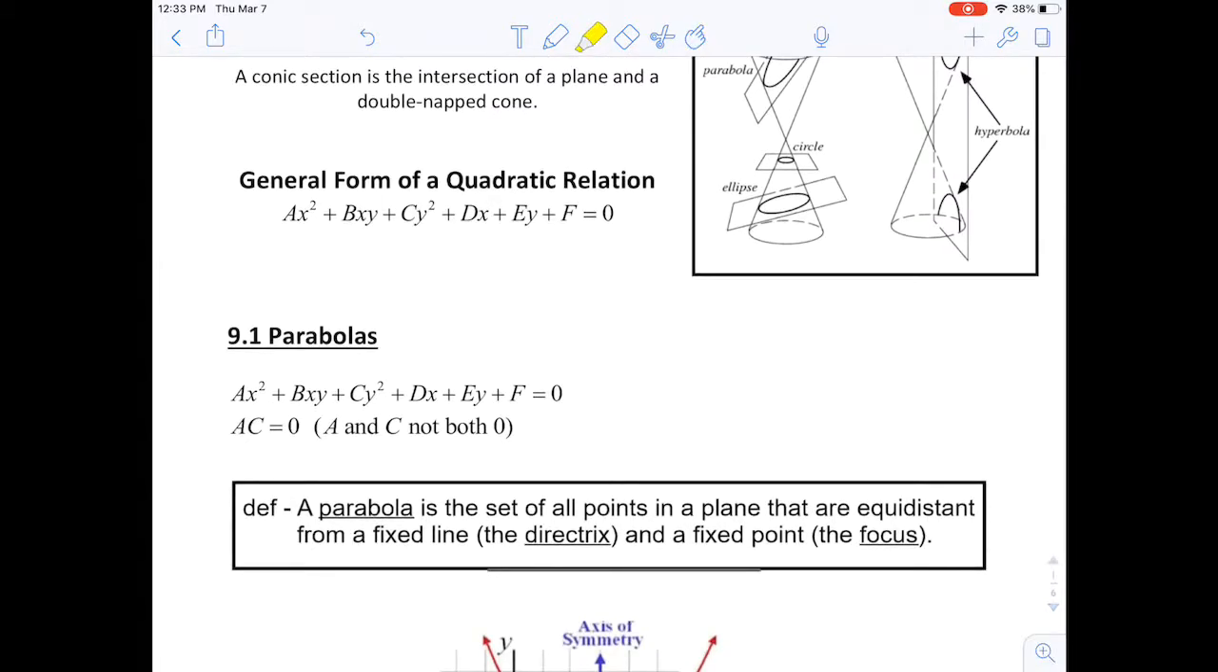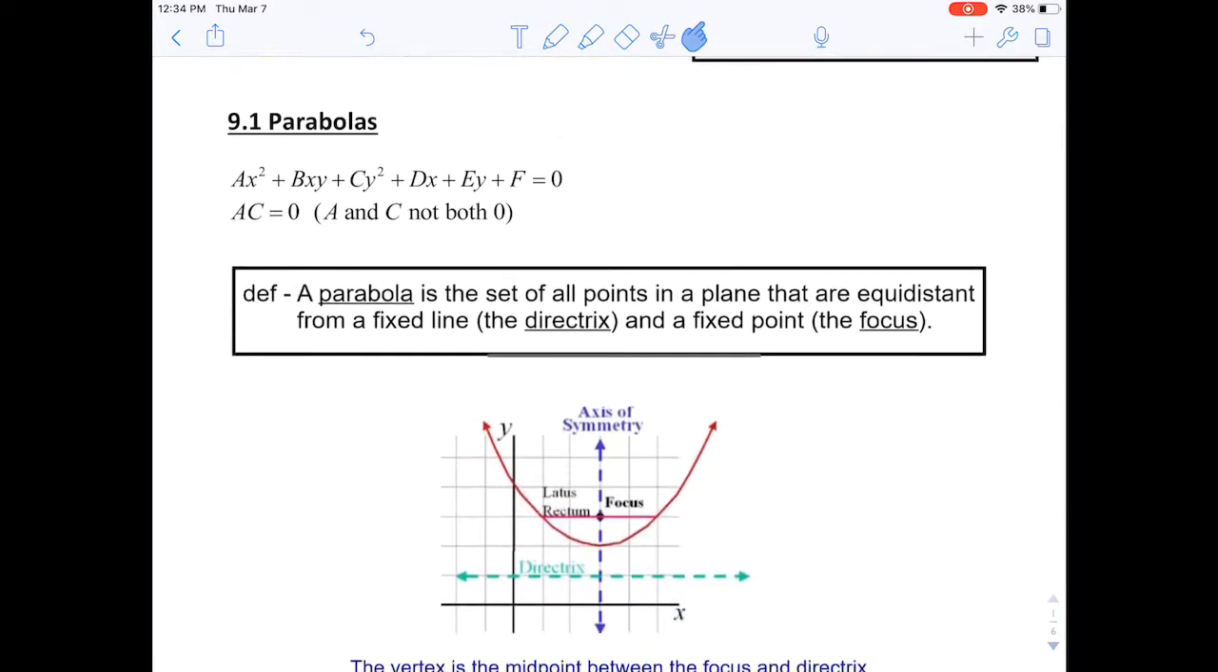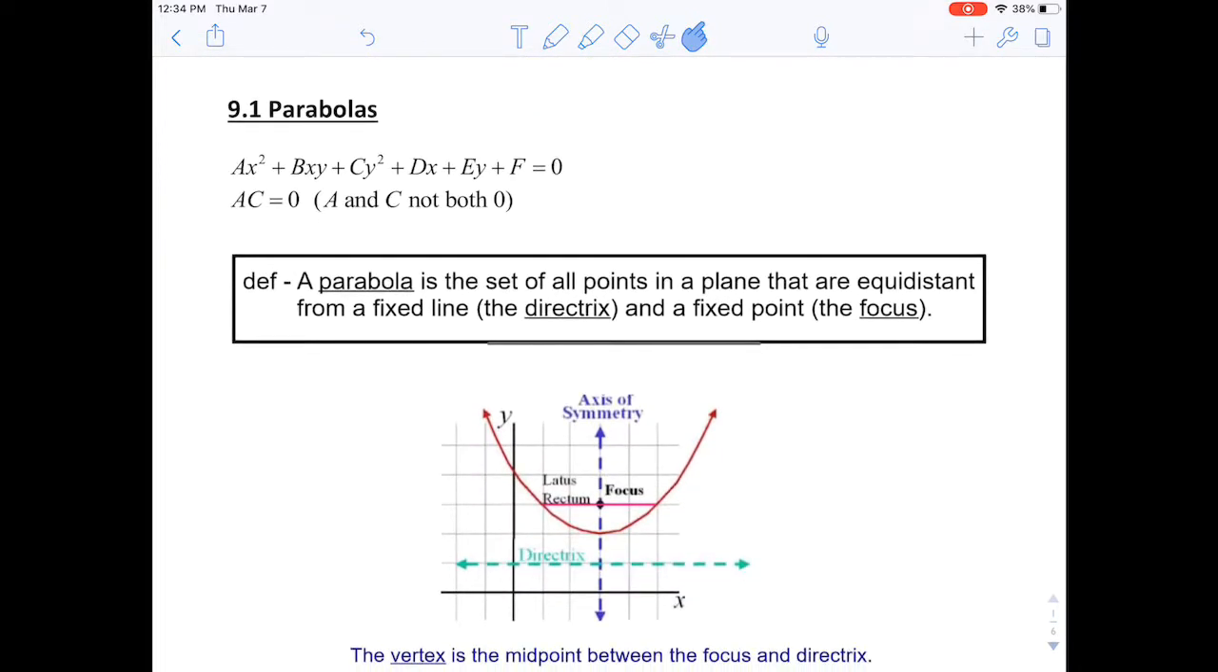Here is our general form of the quadratic relation, just everything multiplied out. A parabola is a quadratic. We can either have an x squared or a y squared with that parabola. So there's your equation right there. It's the set of all fixed points in the plane that are equidistant from a fixed line, which would be the directrix. Here's the fixed line, and a fixed point, the focus.